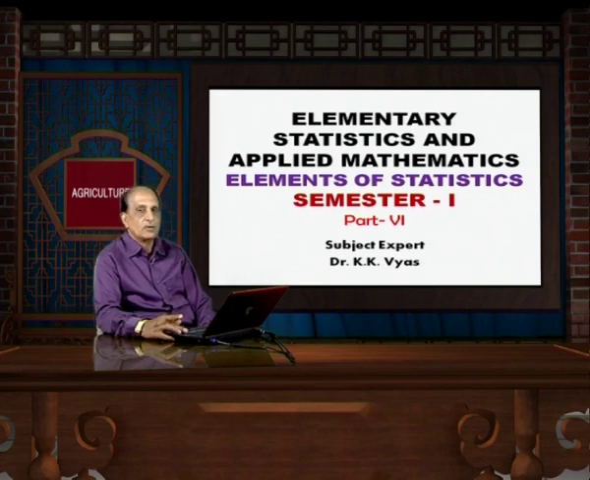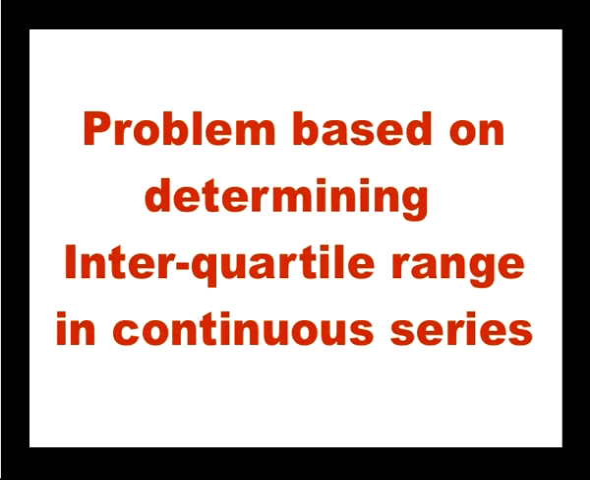Now, in this part of the program, I would like to resume the discussion of methods for measurement of dispersion. First of all, I would like to discuss a problem based on determining interquartile range in respect of continuous series. Then I will take up the third method for the measurement of dispersion, that is the mean deviation. And we will also discuss the fourth method, that is standard deviation.